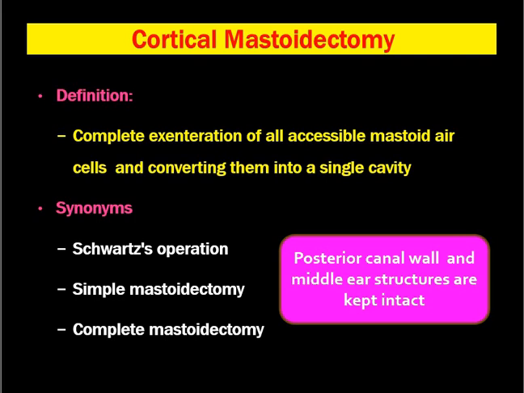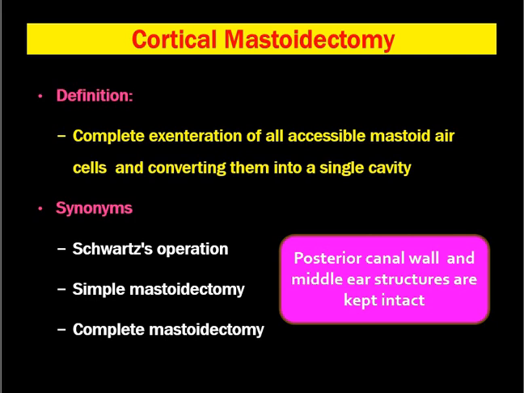Dear all, Namaste. In this video, I will be describing cortical mastoidectomy, or cortical mastoid surgery. This is defined as complete exenteration of all the accessible mastoid cells and converting them into a single cavity. This is very important, especially accessible mastoid cells, because we do not remove the inaccessible cells like petrous apex cells, peritubal cells, etc.